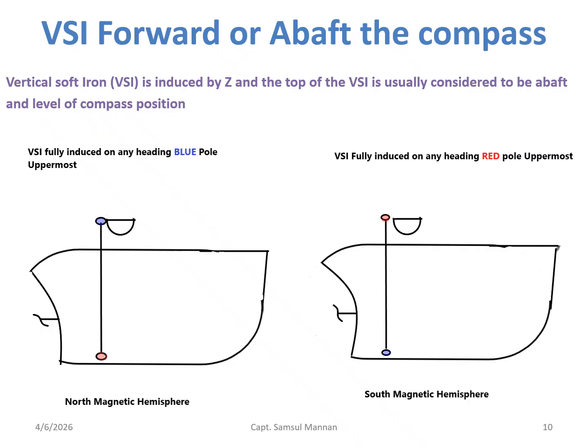Now let us see what is the effect of VSI forward or aft above the compass, right? We know that the vertical soft iron is induced by jet, and the top of the VSI is usually considered to be above the level of the compass position. Why? Because most of our superstructure remains at the astern, on the aft of the compass, right? So if the vessel is in the northern hemisphere, this VSI induced by jet will have a blue pole on the uppermost side, and if the vessel is in the southern magnetic hemisphere, it will have a red pole on the uppermost side, right?